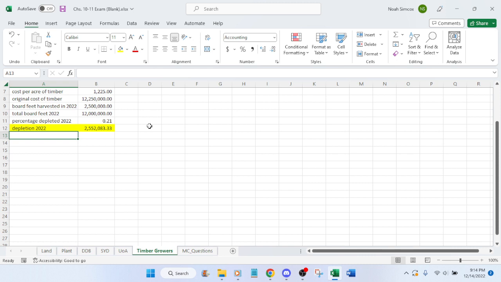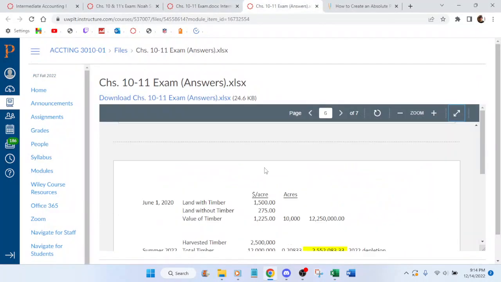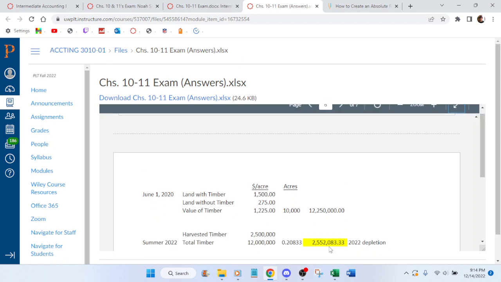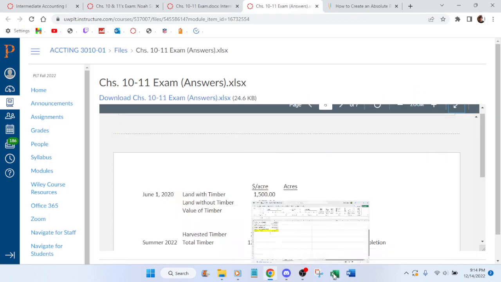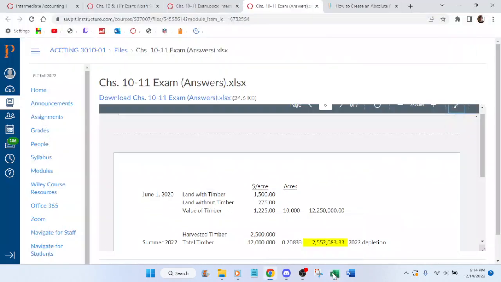Alright, so we have depletion from 2022. I think that's the right number. You know what? I better double check. I got 250. Okay, where's the answers? We will only look at the answer for that. 2,552,083.833. So good.